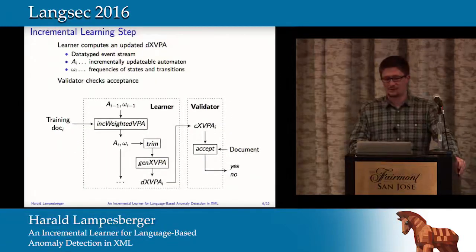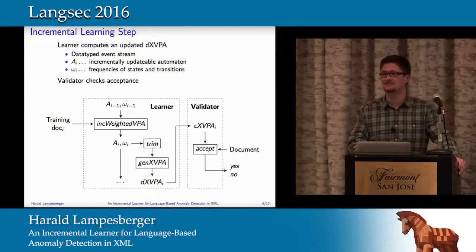This is now the incremental learning step. There are several algorithms involved. There is a learner component and a validator component. The learner computes an updated automaton, and the validator uses the fast representation for checking.